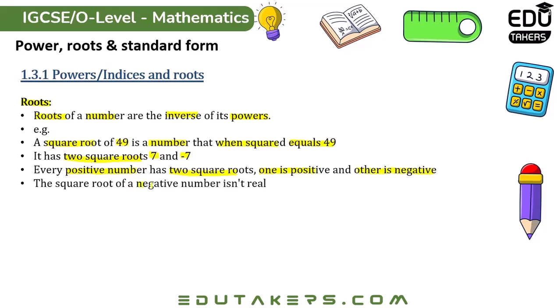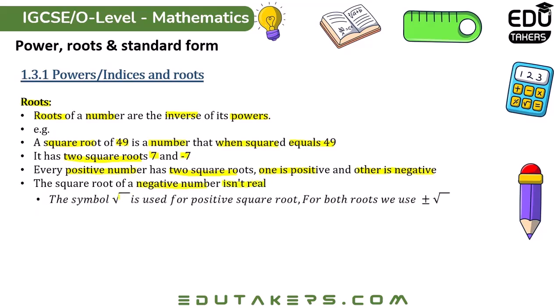The square root of a negative number is not real. The square root symbol is used for the positive square root. For both roots we use plus minus square root. For example, the positive square root of 25 equals 5 and plus minus square root of 25 equals plus minus 5.